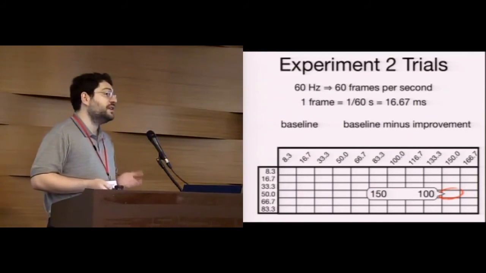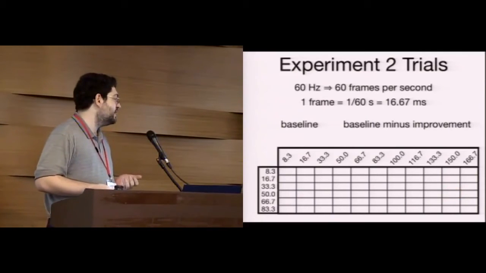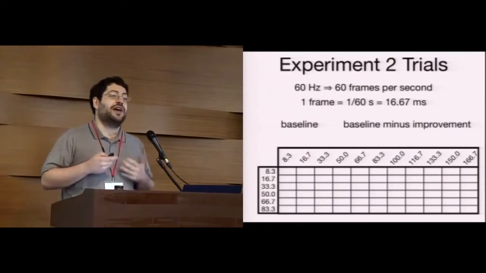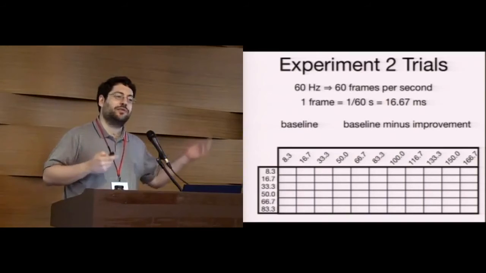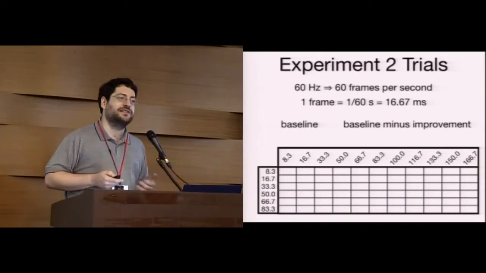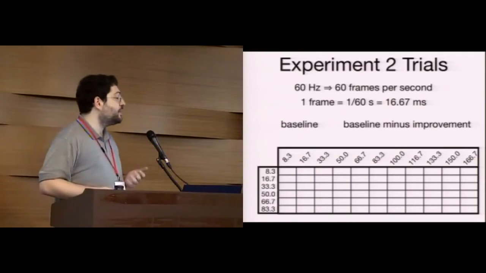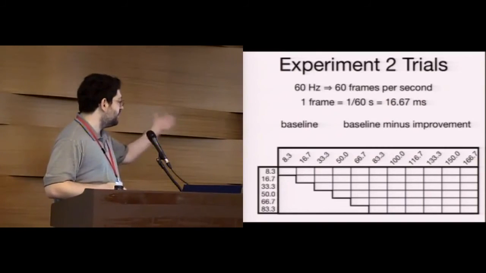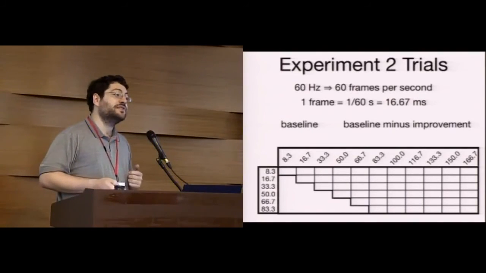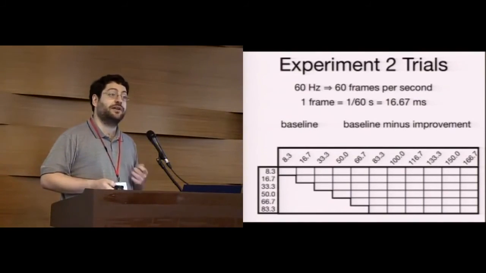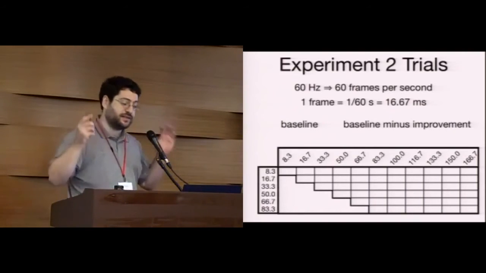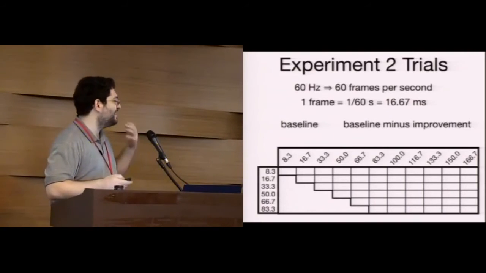Now, not all of these entries in the table make sense. For example, you can't subtract 50 milliseconds from 8.3 milliseconds and have negative latency unless you have a time machine. So what we had to do was get rid of this chunk of the table, which leaves us with a total of 51 possible pairs. And this was our basic data set for the second experiment.